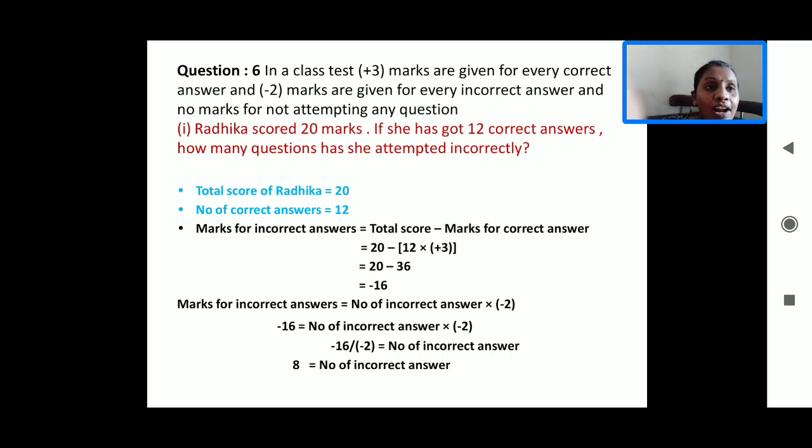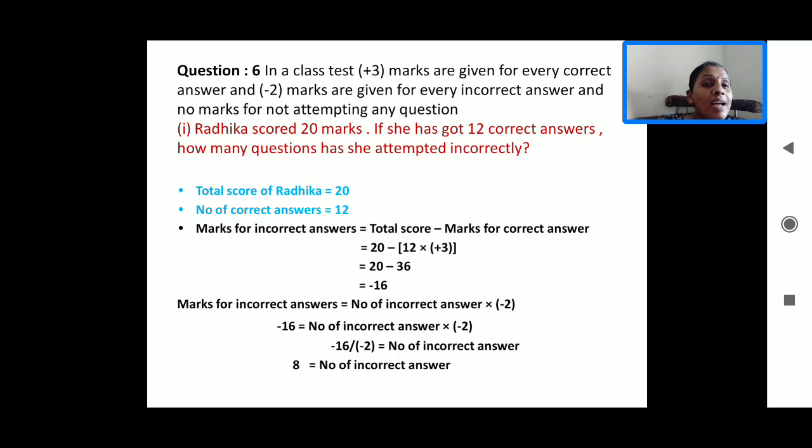So here we have to find out the number of questions which Radhika attempted incorrectly. First we know that the total score of Radhika is 20 marks. The number of correct answers is 12. Now, marks for incorrect answers. Total score is equal to marks for correct answers plus marks for incorrect answers. Now we want to find marks for incorrect answers, so marks for incorrect answers is equal to total score minus marks for correct answers.